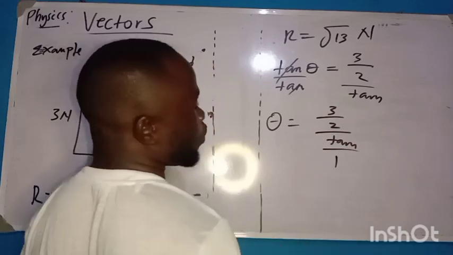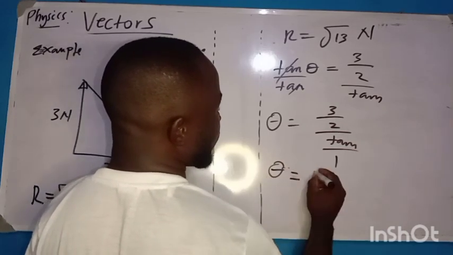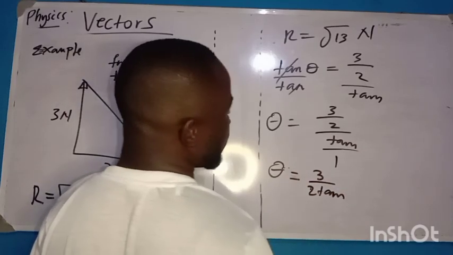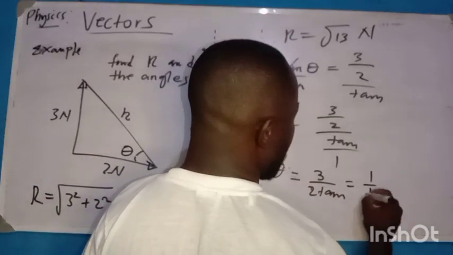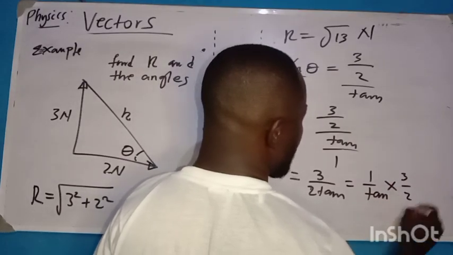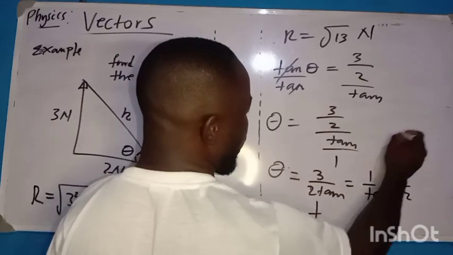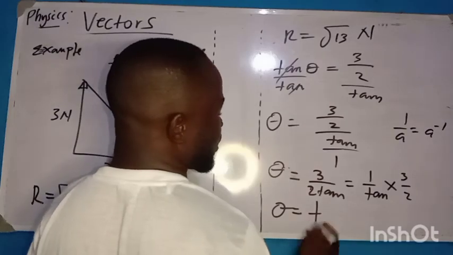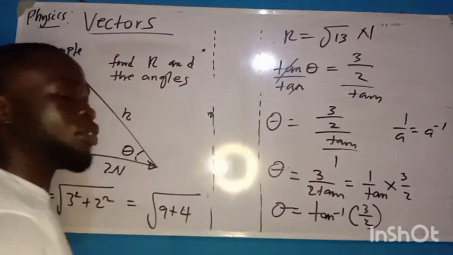So 1 will come up here, we'll have 3 over 2 tan. Then this can be the same as 1 over tan multiplied by 3 over 2, right? Anytime you have 1 over a, it is the same as a inverse. So 1 over tan here is the same as tan inverse. So theta will be equal to tan inverse of 3 over 2. When you press that, then you get your result for theta.